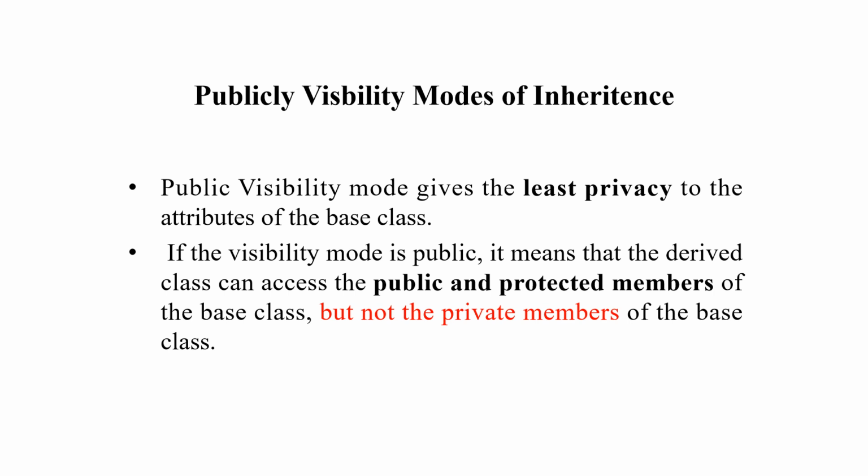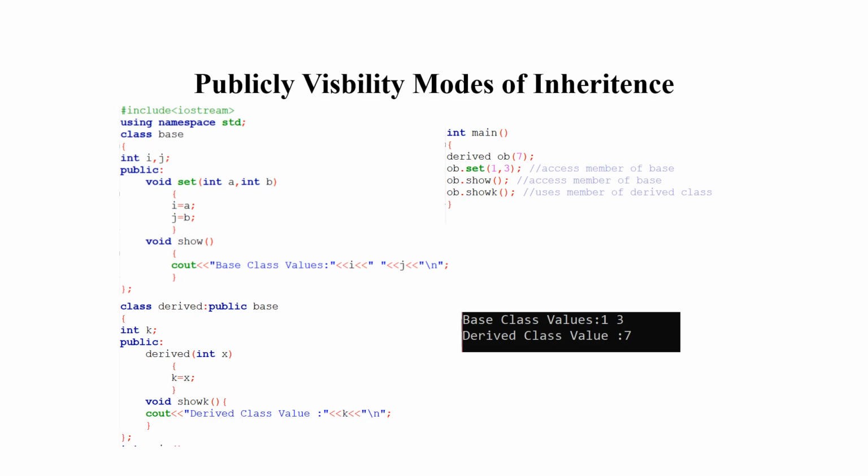Public visibility mode of inheritance. It's like living in a glass house. Everyone can see what's going on inside. All the attributes of the base class are readily accessible to anyone interacting with the derived class. So this is a public class. Here we have the class named base, and also the derived class named derived. So here we can see the base class is given as public, so any data can be accessed from the base class.